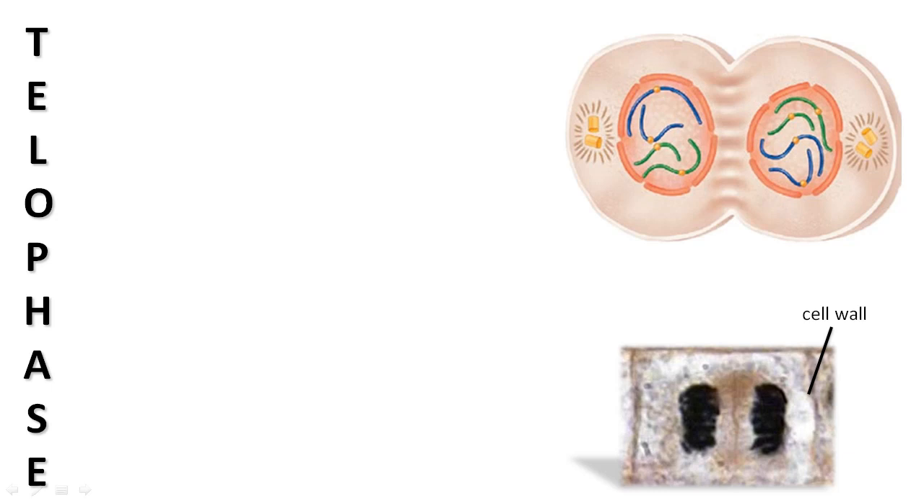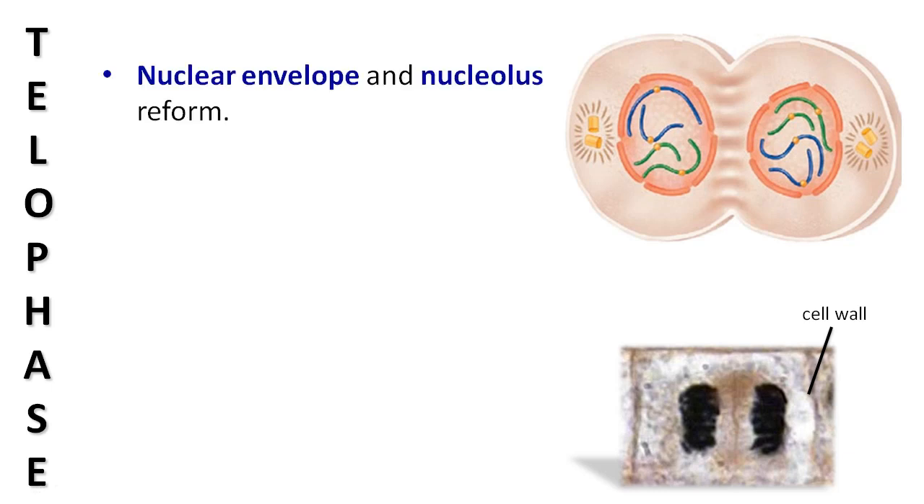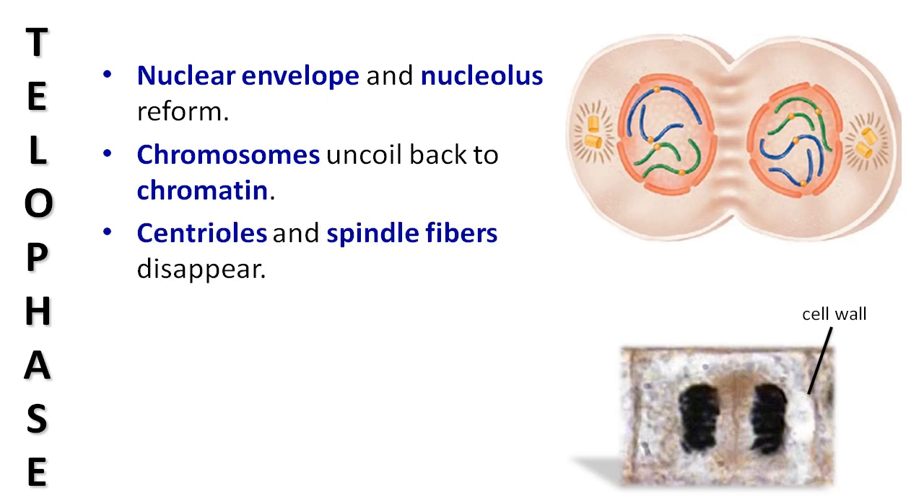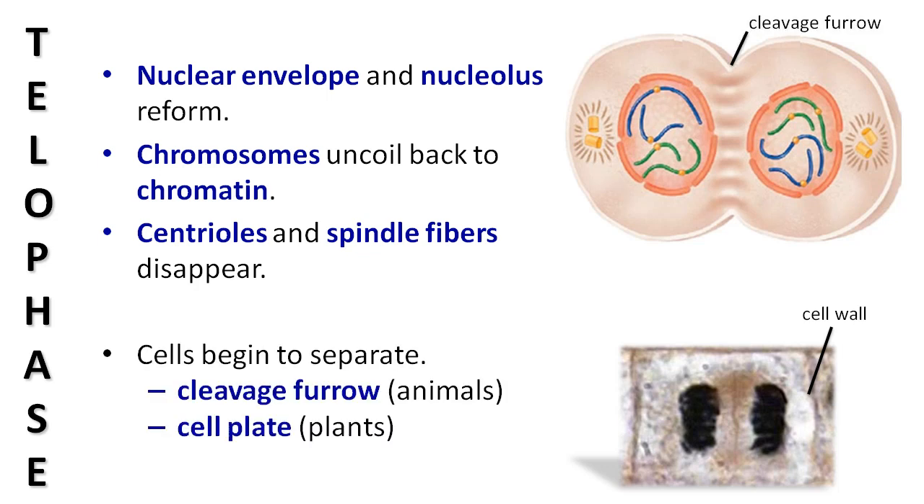The last stage of mitosis is called telophase. In telophase, we begin to see the undoing of prophase. So the first thing that happens is that the nuclear envelope and the nucleolus begin to reform. Chromosomes begin to uncoil back into chromatin, and the centrioles and spindle fibers begin to disappear. And though this looks like the undoing of prophase, there is one great exception. Here we have a cell with two nuclei, and so the cell is now going to start dividing the rest of the cytoplasm. It does this by separating the cell into two halves.